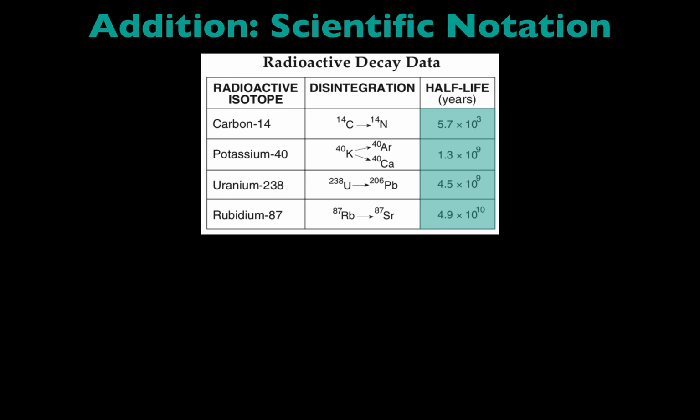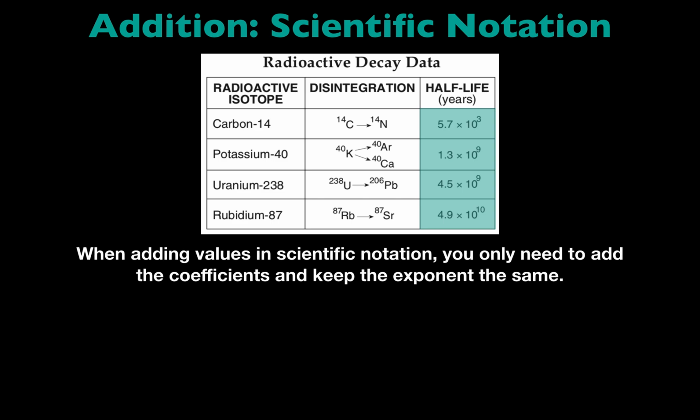And with that being said, we're going to need to be comfortable adding values with scientific notation. So when you're doing this, you need to keep in mind that when you're adding values expressed in scientific notation, you only have to add the coefficients, and you're going to keep the exponent the same. Well, what do I mean by that? So let's first start with the half-life for potassium-40, 1.3 times 10 to the 9th. If we want to add another 1.3 times 10 to the 9th, we need to be comfortable with how to add this properly. So you only focus on the coefficient.